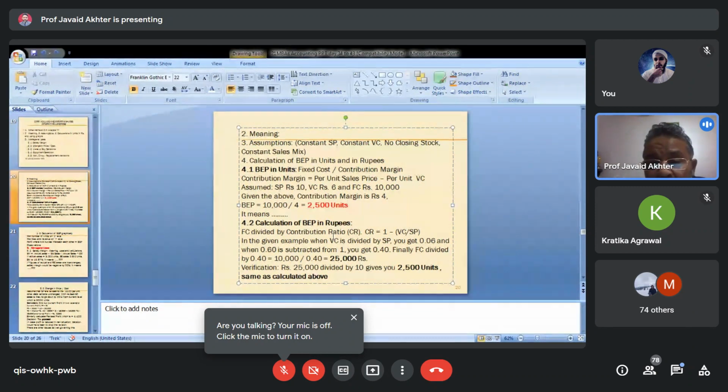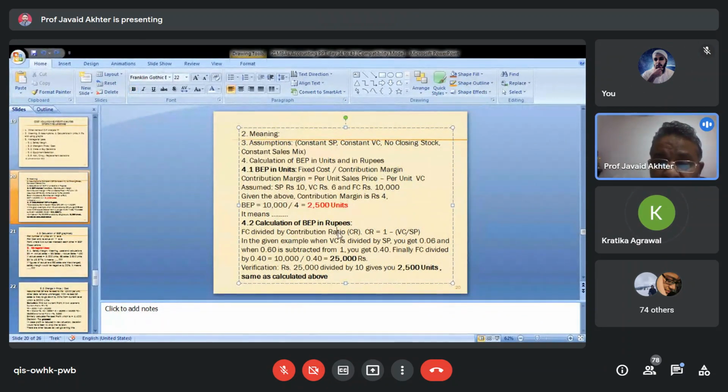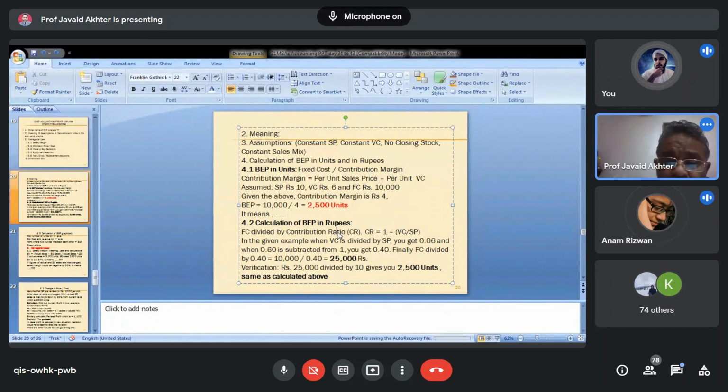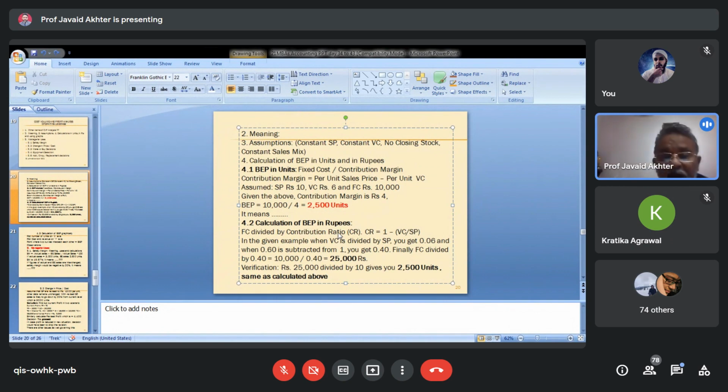You mind the difference between the two. What was the formula first? Fixed cost divided by contribution margin. And what are we writing here? Ratio. So the difference between the two must be noted. If fixed cost is divided by contribution ratio, we get the break-even point in rupees or in any currency.